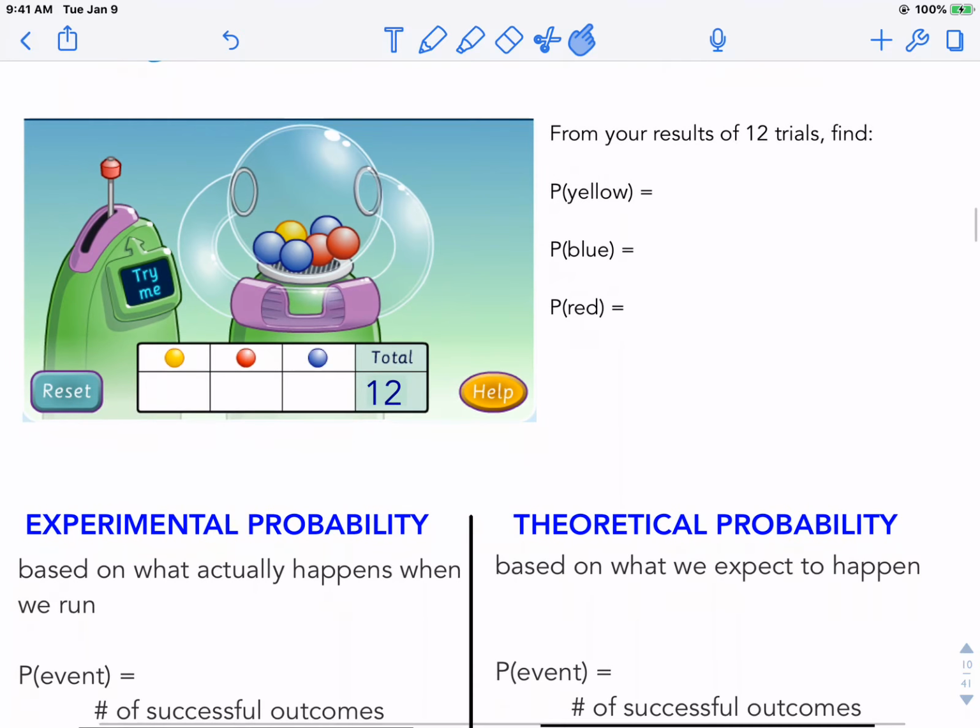So then you ran some data, and we gathered that up as a class, and we looked at what actually happened when we selected these. So I'm going to put some data down. That's what happened from a set of 12 that I ran.